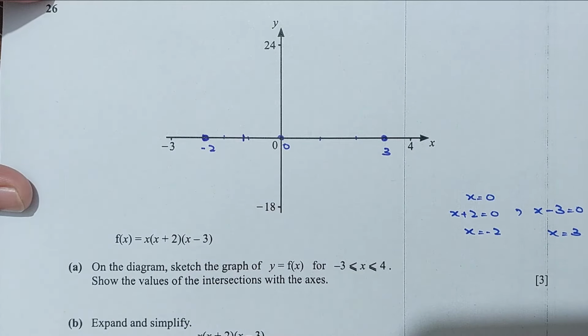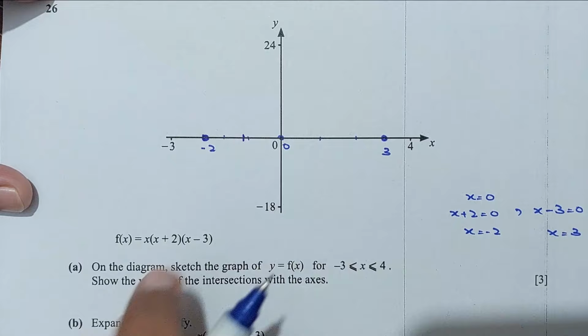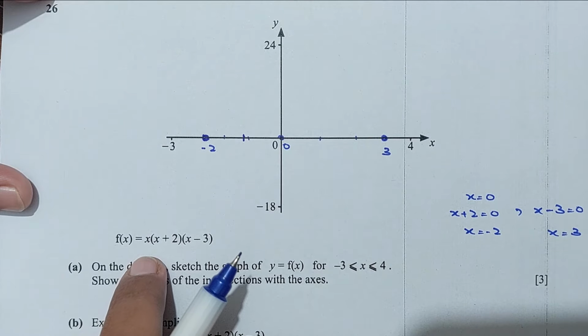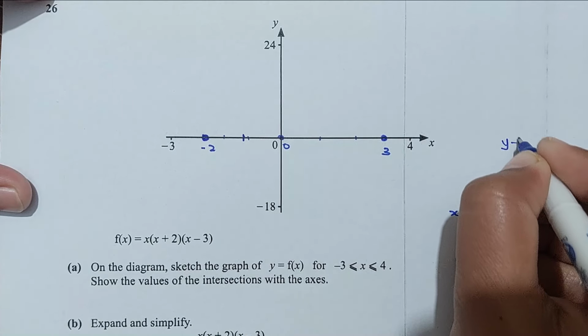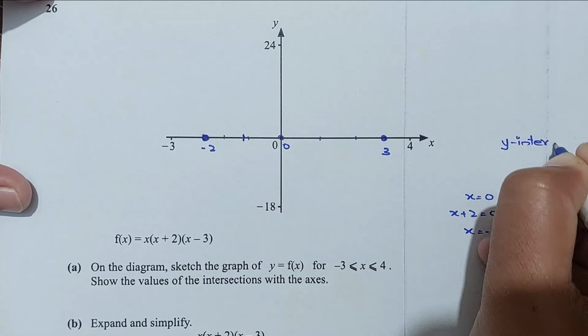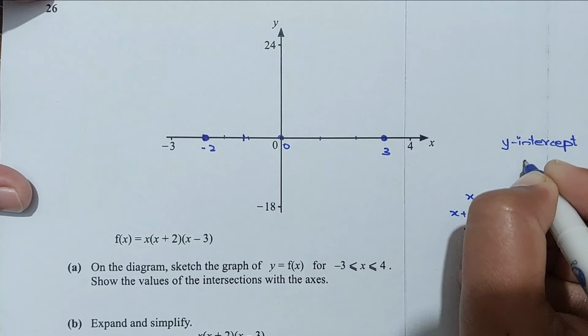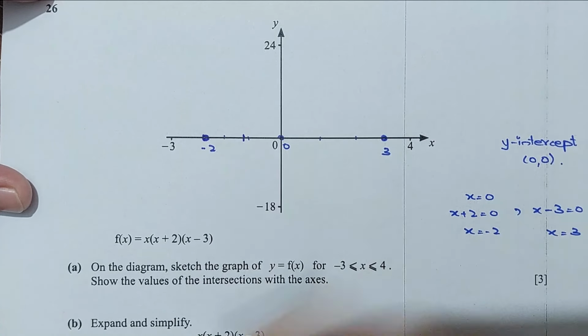0, -2, and 3. These are the 3 zeros. And what is the y-intercept? The y-intercept is the point when x equals 0. So when x equals 0, this whole quantity is 0. So the y-intercept is also 0. 0 and 0. All right.